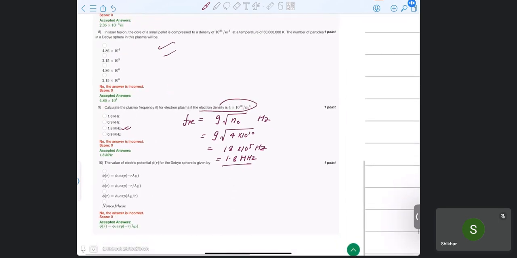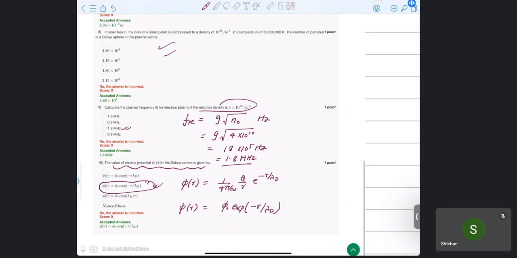The last question is, what is the value of electric potential in the Debye sphere? You already know it has a Coulombic part which goes as 1 by 4 pi epsilon naught q by r, and it has an exponential part. Here they have written this as phi naught, which is the Coulombic part, times exponential of minus r over lambda D. This is the right option. So this is the value of electric potential for the Debye sphere.